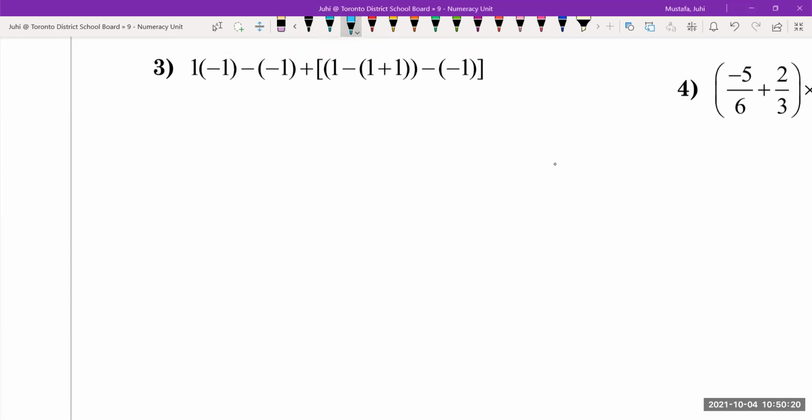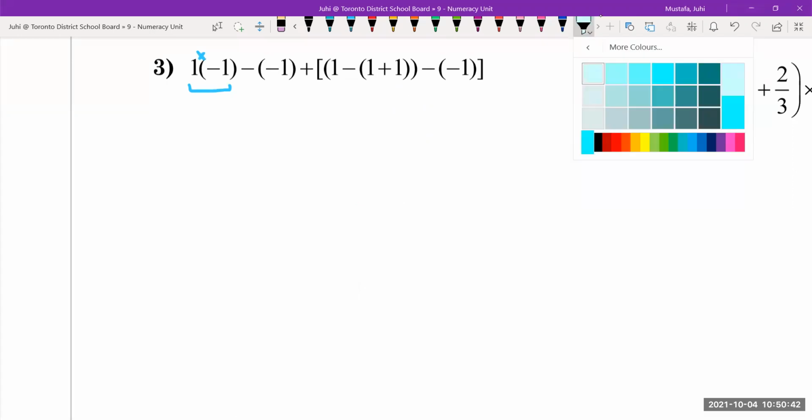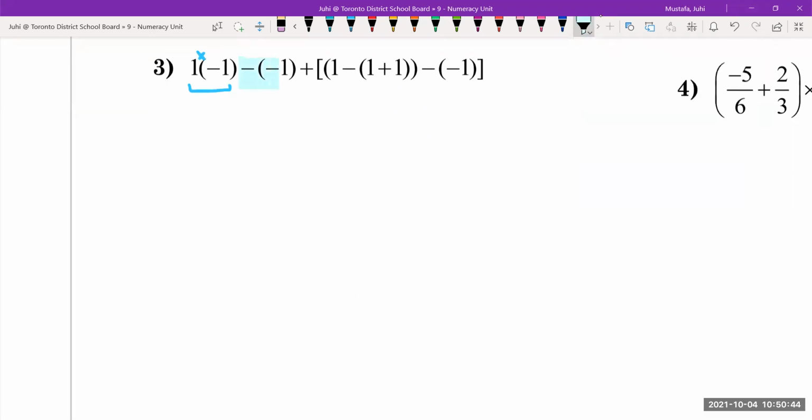So 1 bracket -1. These 2 numbers are going to be multiplied together. So I know that these 2 are going to be multiplied. Then I have minus -1. This is an addition or subtraction of integers. So I know that there is a couple of illegal signs over here, which I'm going to eventually have to clean up. I'm going to go with a blue theme for this question. So I know I have to clean up those 2 negative signs.